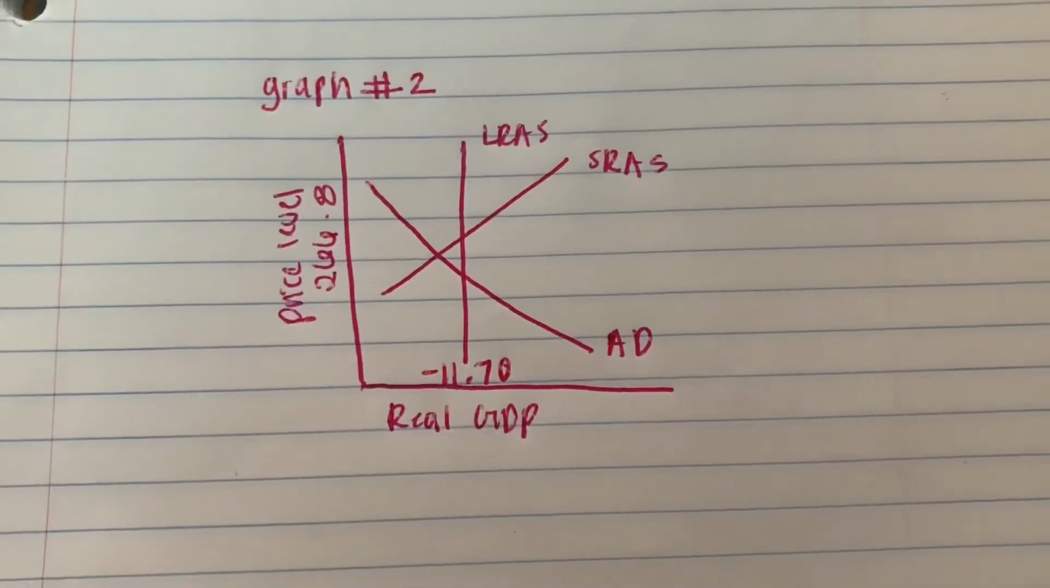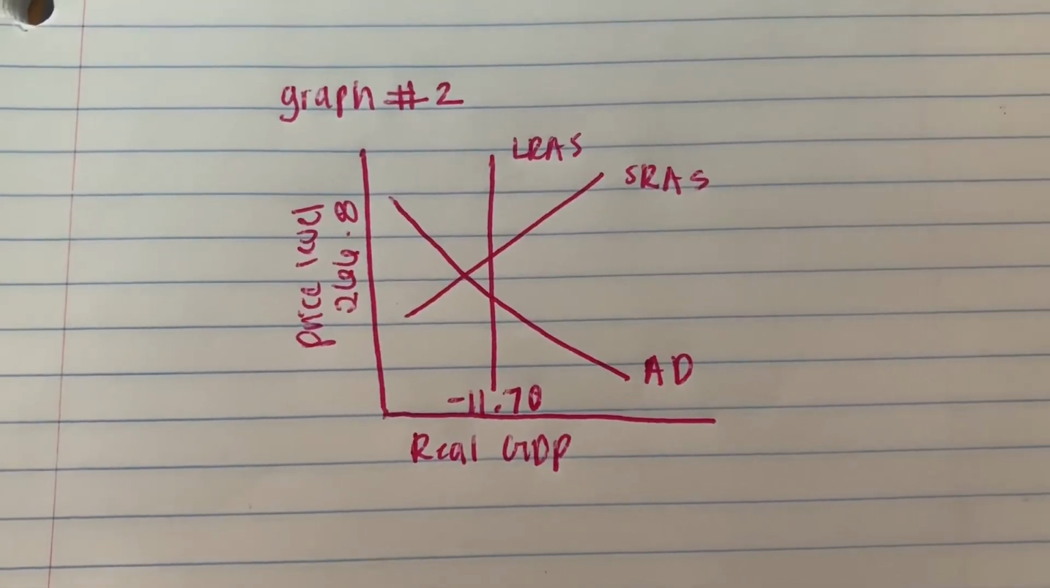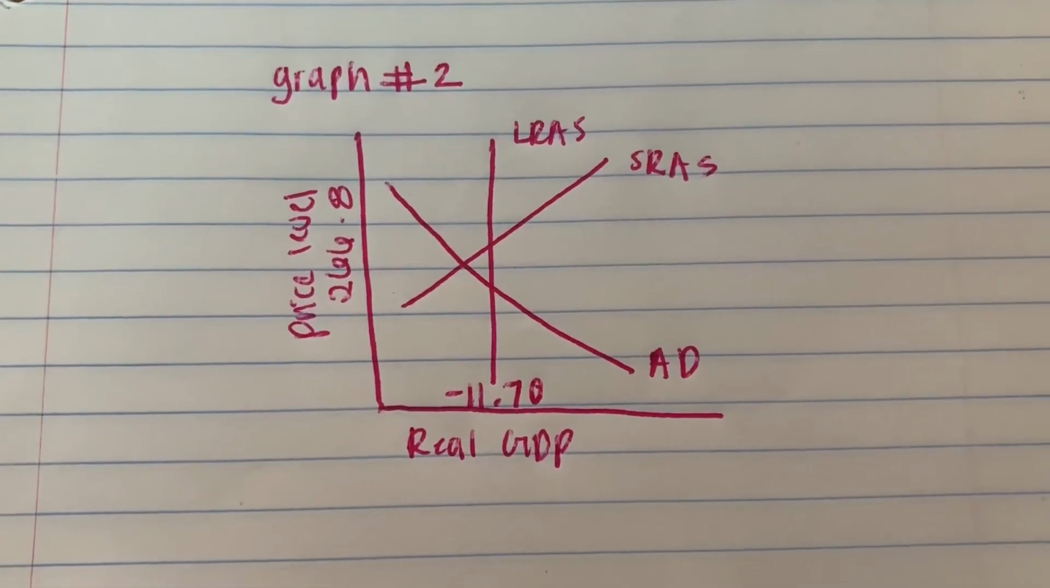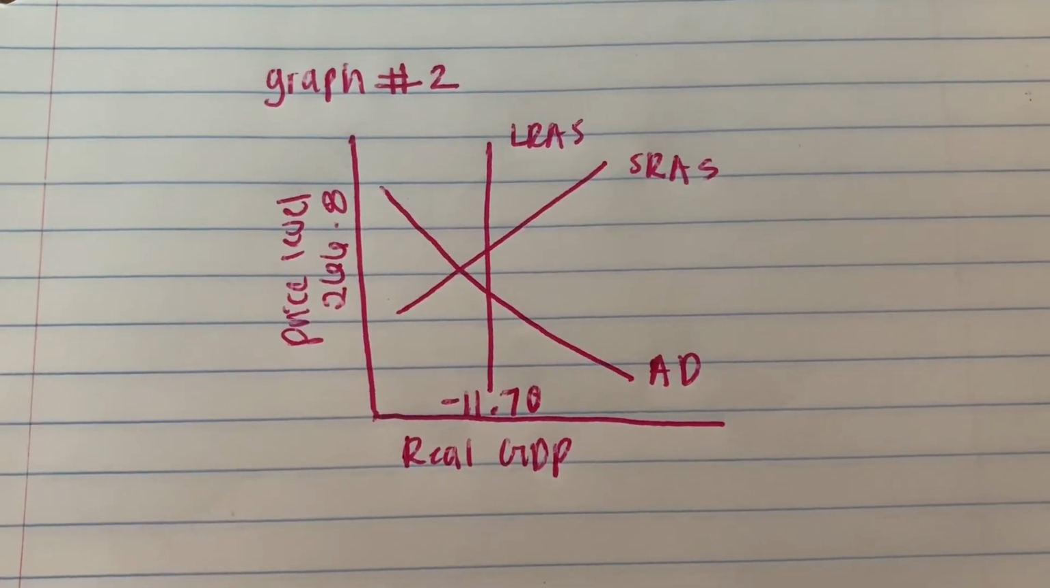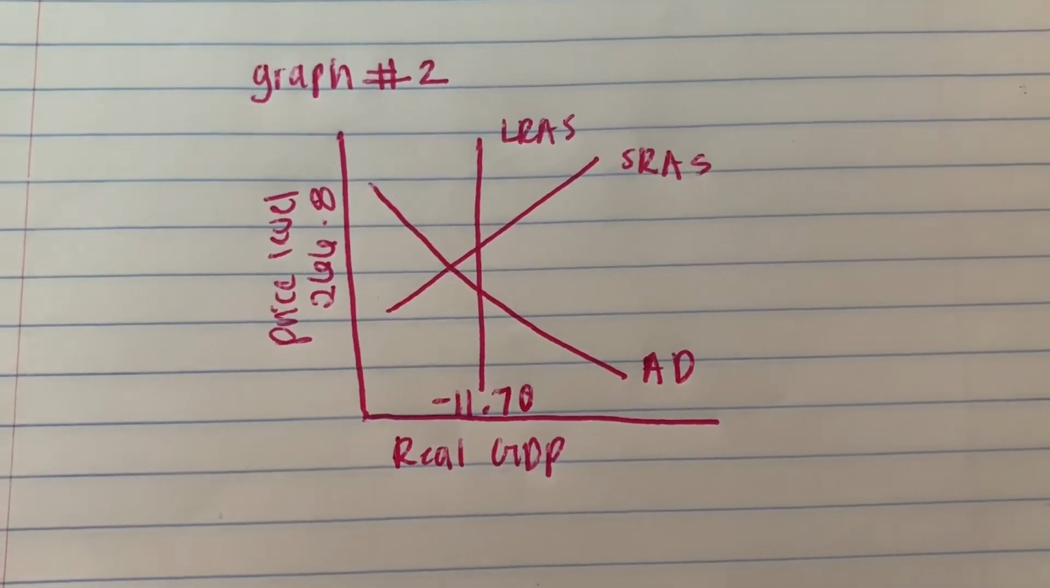Okay, so this is my second graph showing price level and real GDP. I found these numbers on FRED. But the real GDP is negative 11.70 and price level is 266.8.